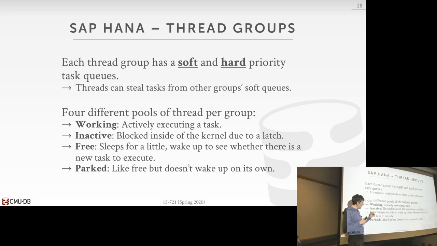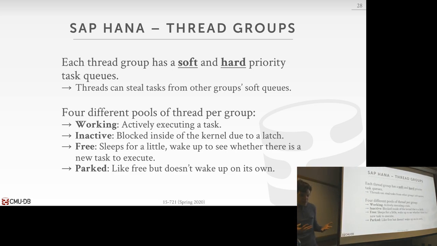A free thread is one that's going to sleep a little, wake up, and check its queue to see whether there's anything for it to execute, either the soft or the hard queue local to it. If so, then it goes ahead and executes it and becomes a working thread. If not, then it goes back to sleep. And then we have parked threads, where the thread just sleeps and doesn't get woken up until the watchdog thread comes along and says, hey, we need you, wake up and actually start doing stuff.